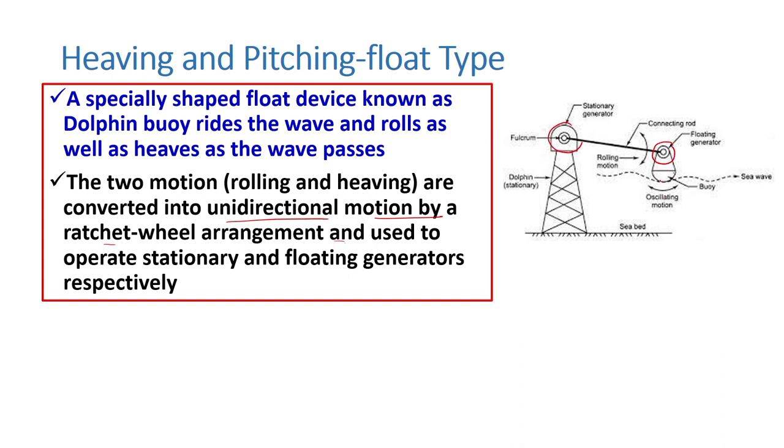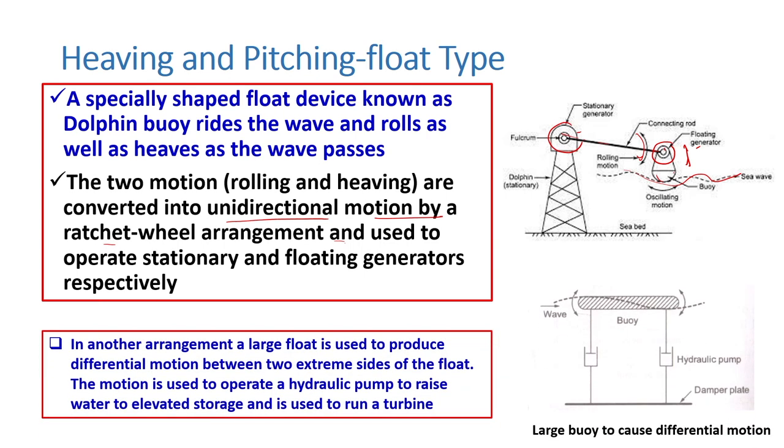This is the buoy, and the wave will come like this and it will also float. That is why this rolling motion is shown. Because of this, the shaft will rotate and it will generate electricity. We have two arrangements, floating generator and stationary generator, and both are finally used to generate electricity.